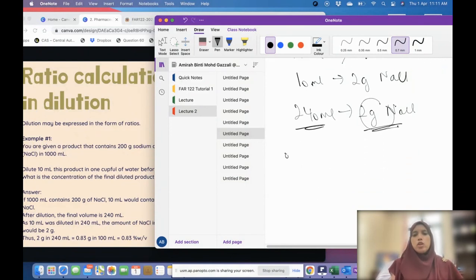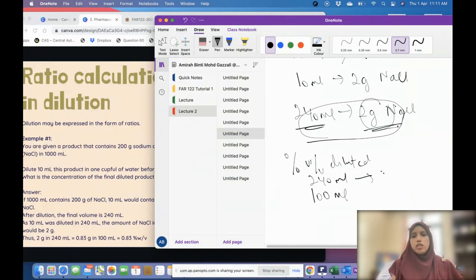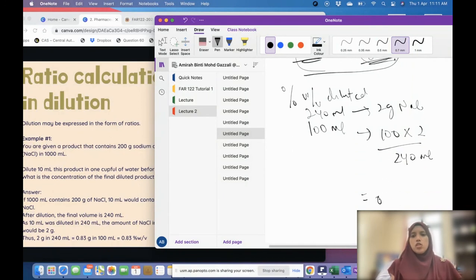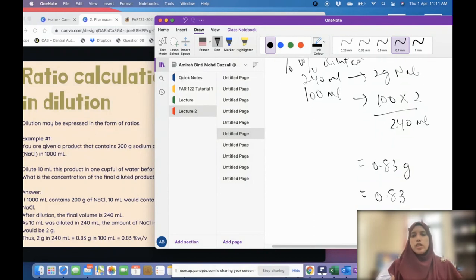Now, if you want to determine the percent weight per volume of the diluted product, from here you should convert into 100 ml. So if 240 ml contains 2 grams of sodium chloride, in 100 ml it should contain 100 times 2 divided by 240 ml, which is 0.83 gram, which means 0.83% weight per volume. Okay, that's how you can calculate or answer this question.